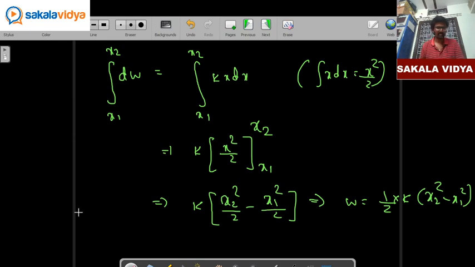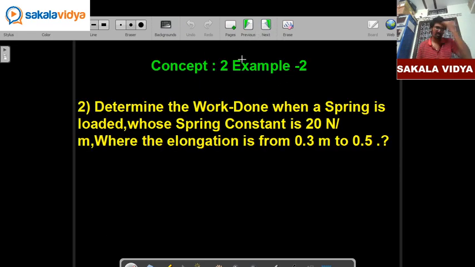So what is the work done formula for a spring with two different extensions? Work done is equal to half into k, where k is nothing but the spring constant, into x2 square minus x1 square, where x2 is the final extension of the spring and x1 is the initial extension of the spring. Okay, now let us calculate one question on this. Determine the work done when a spring is loaded whose spring constant is 20 Newton per meter, where elongations are from 0.3 to 0.5.